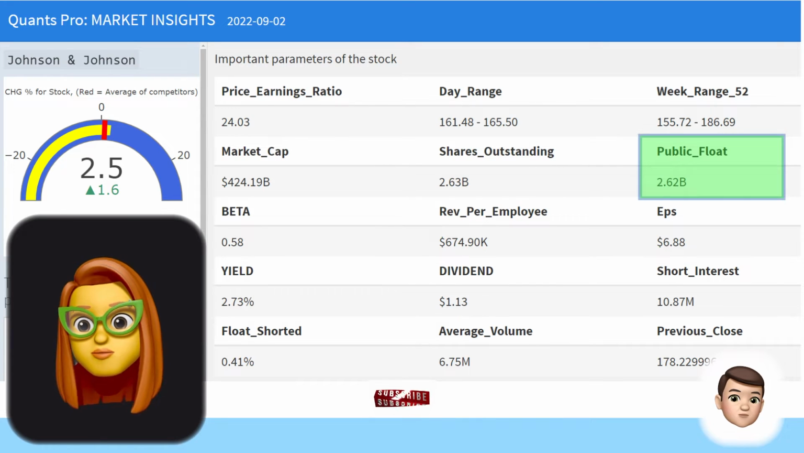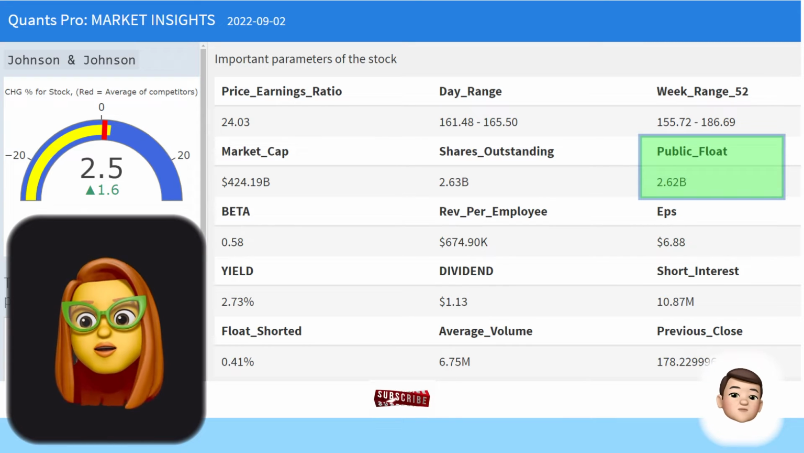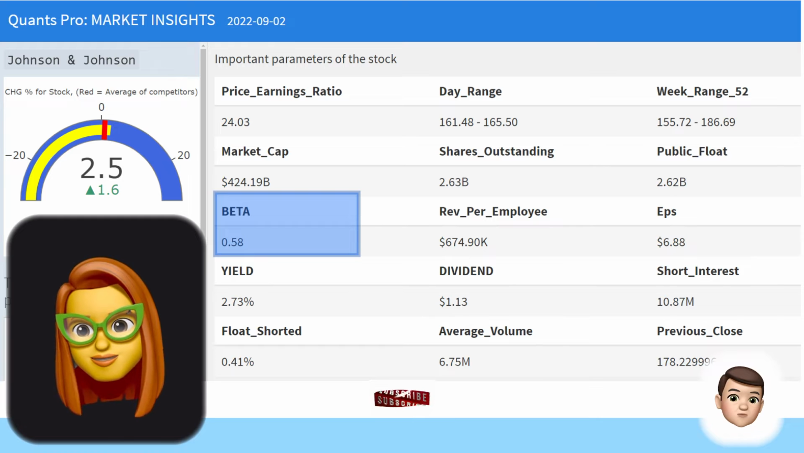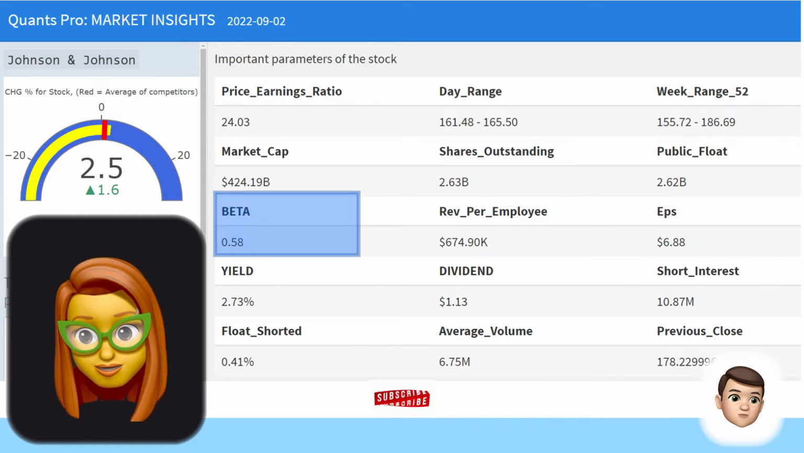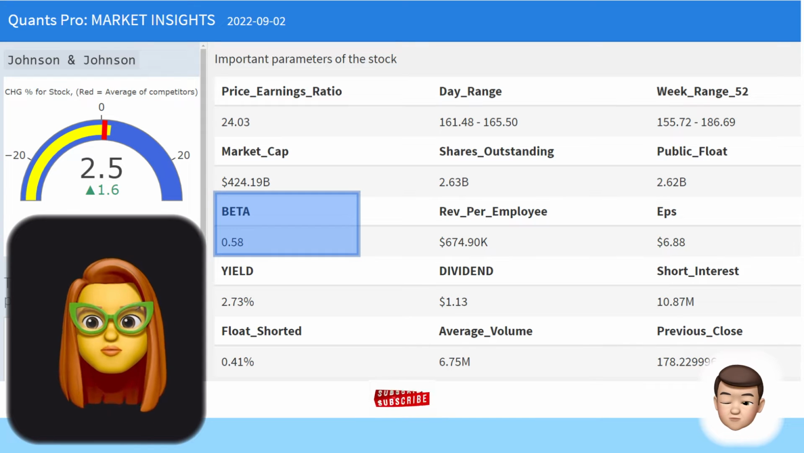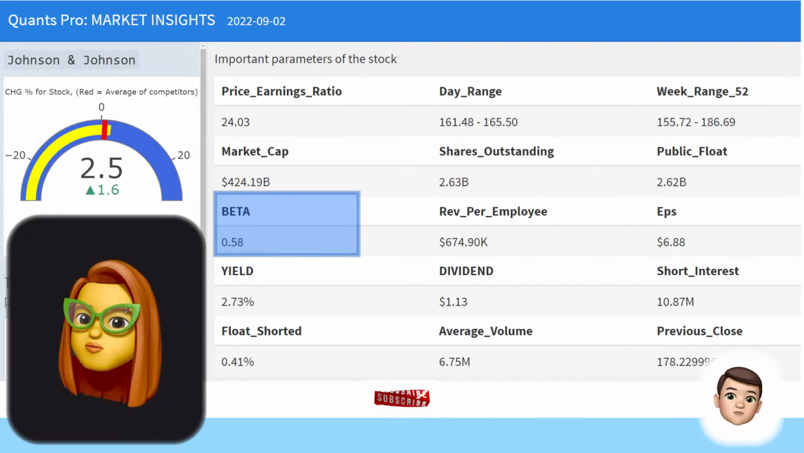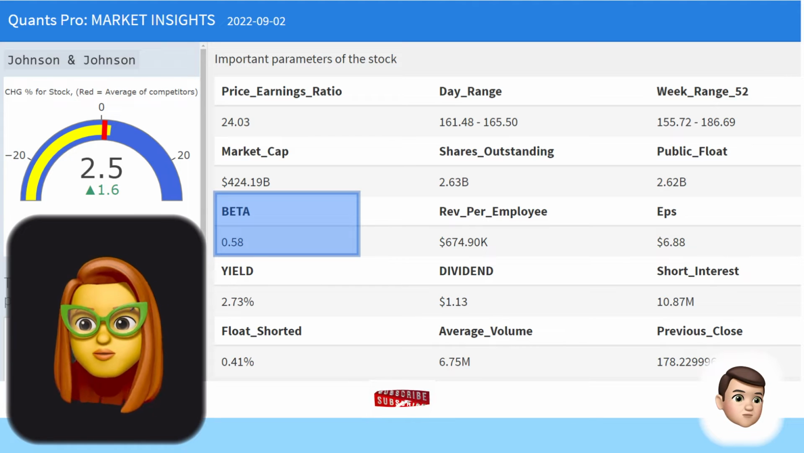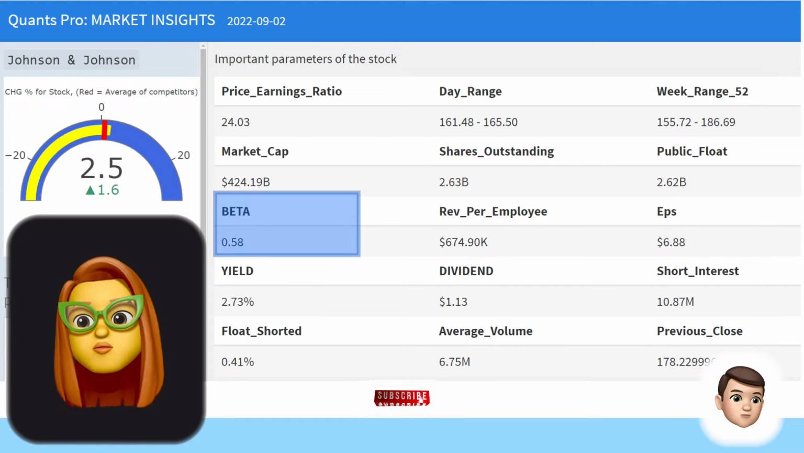Public float value is as in the table. Public float may refer to all the shares outstanding that can be publicly traded. The company's beta value is as in the table. A beta value greater than 1 indicates that the stock of the company oscillates more than the market average. This indicates high volatility. On the contrary, if it is less than 1, it indicates that it has a volatility below the market average. From this point of view, a beta value greater than 1 creates a suitable investment ground for risk-loving investors. However, for the cautious investor, the low beta value may be more preferable.